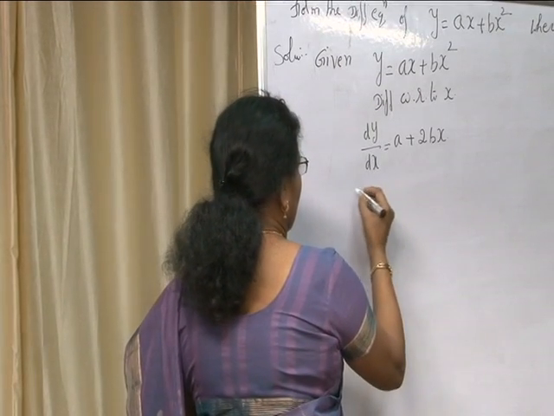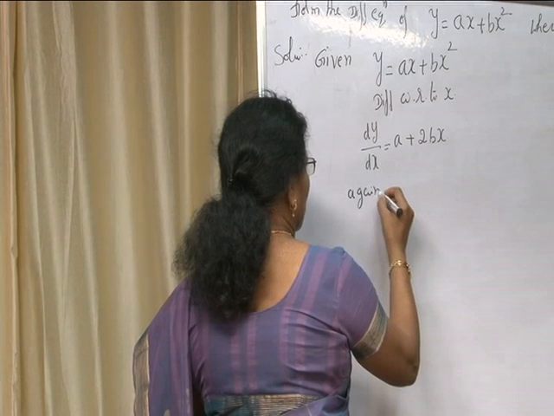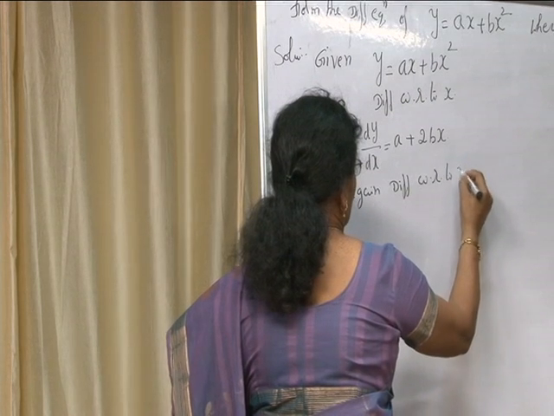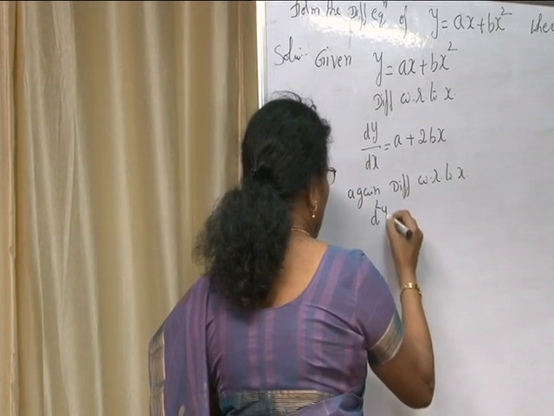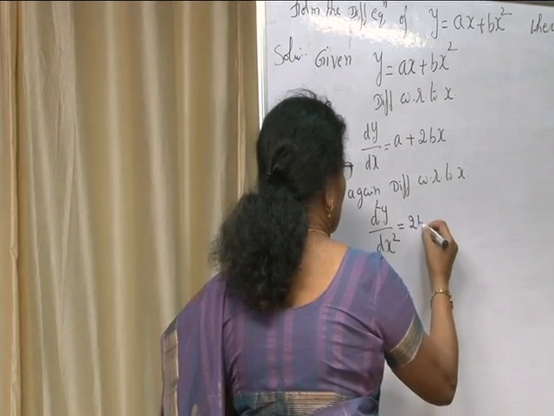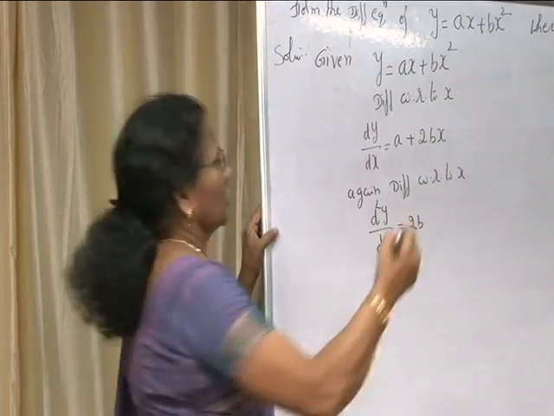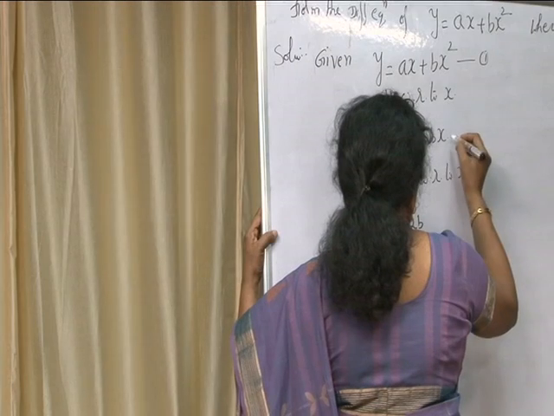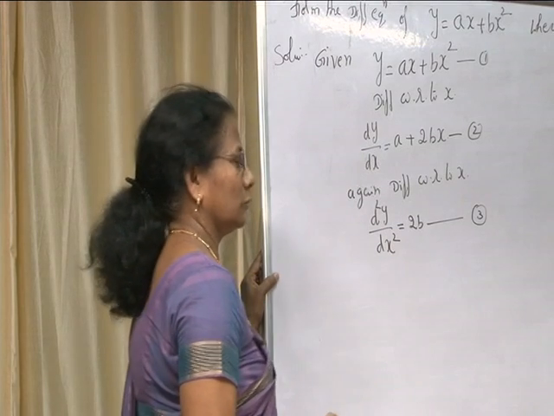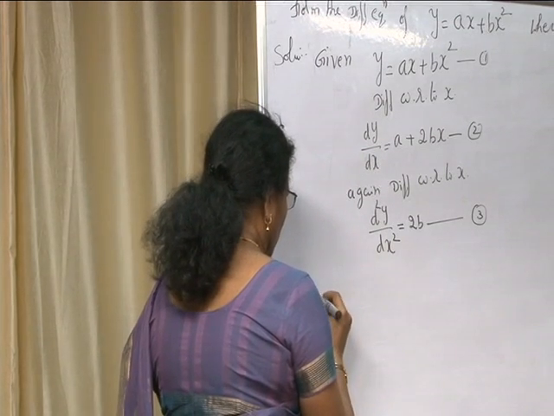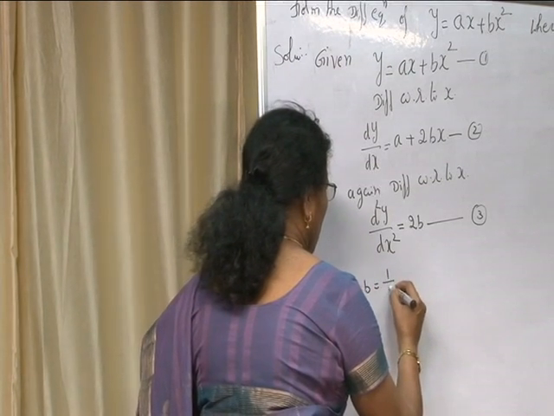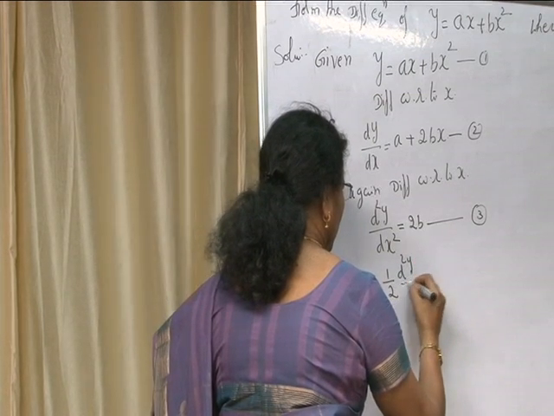Better you first differentiate. Again differentiate with respect to x. d squared y by dx squared is equal to 2b. Call this equation 1, call this equation 2, call this equation 3. From 3, b is equal to half of d squared y by dx squared.